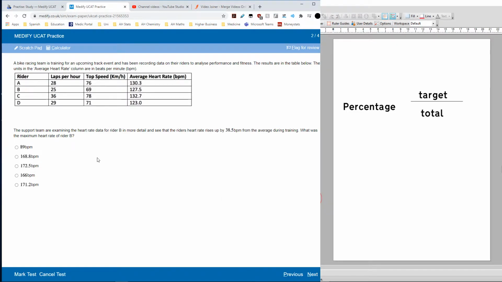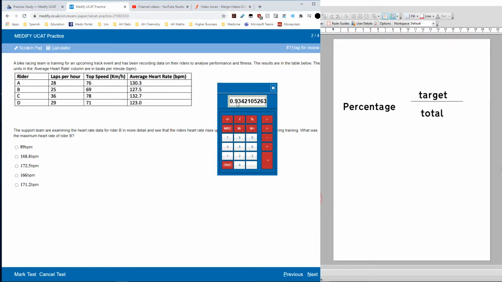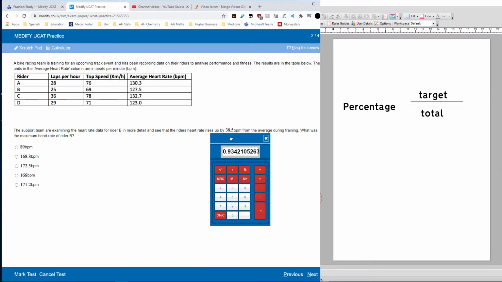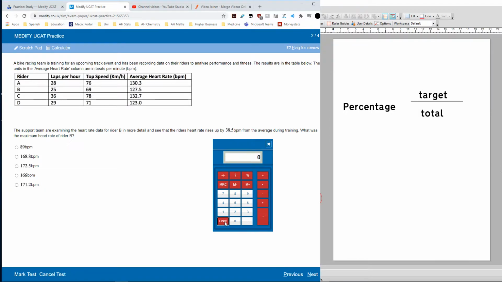The support team are examining the heart rate data for rider B in more detail and see that the rider's heart rate rises up by 38.5 BPM from the average during training. What was the maximum heart rate of rider B? Okay. So their average heart rate was 127.5. Rises up by 38.5 BPM. So we add 38.5 to this, 166. That one was pretty simple, I think.